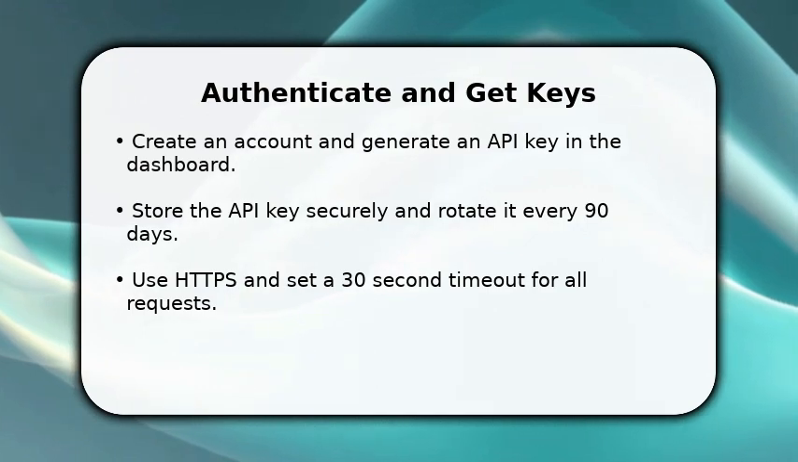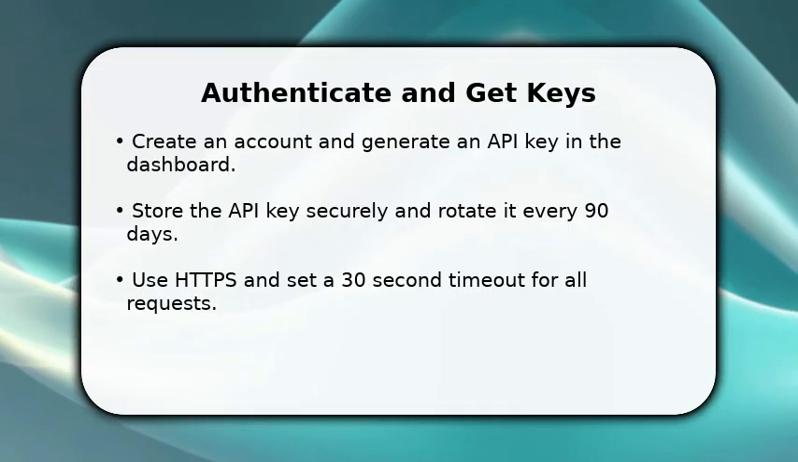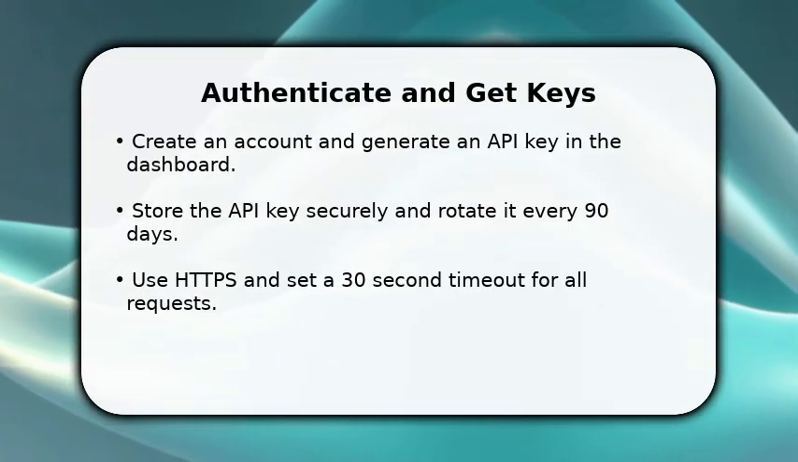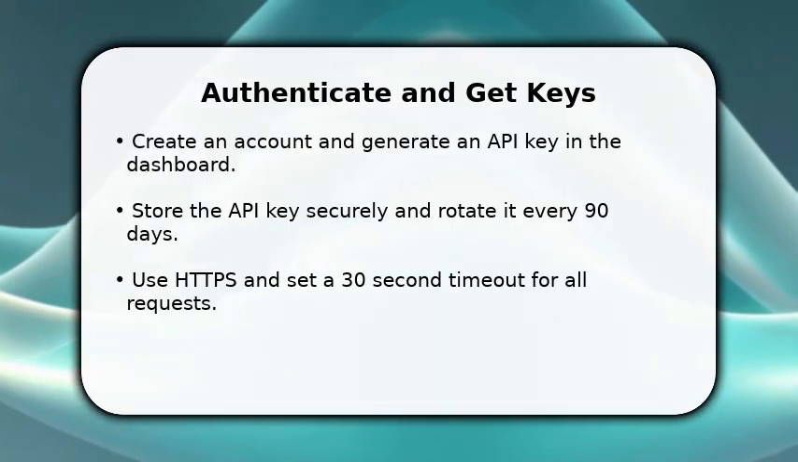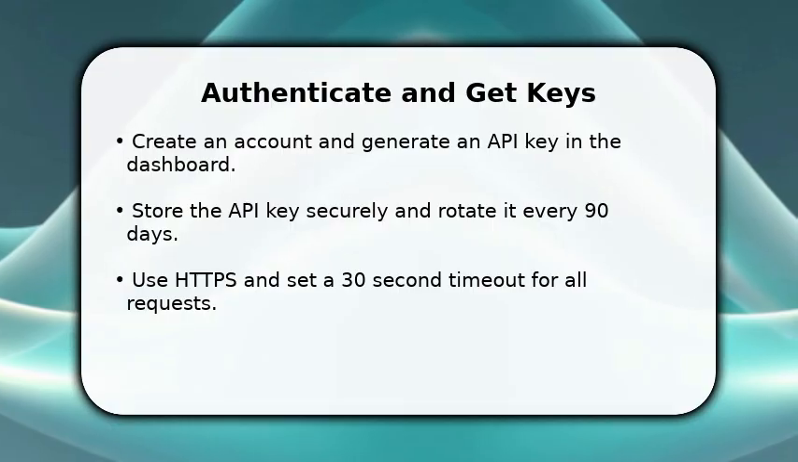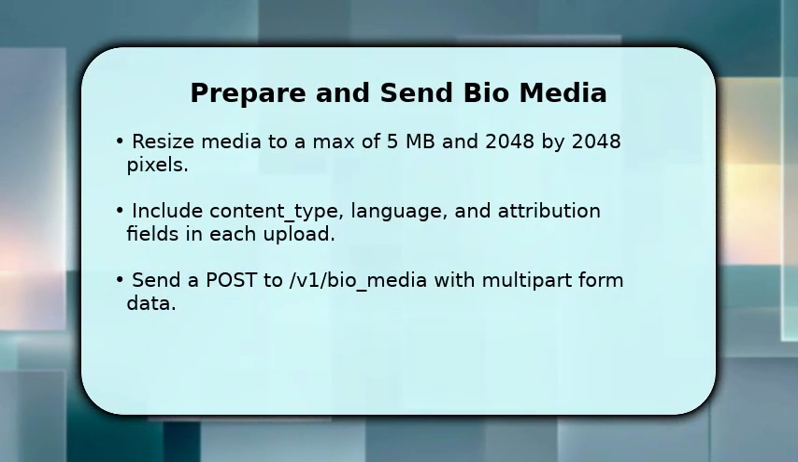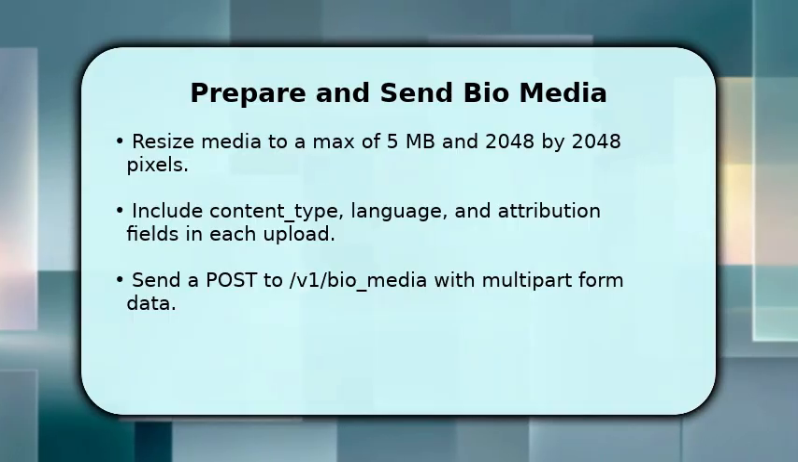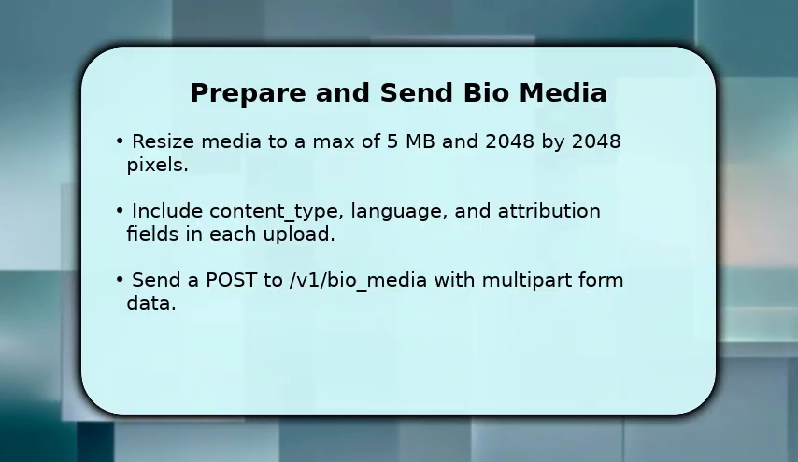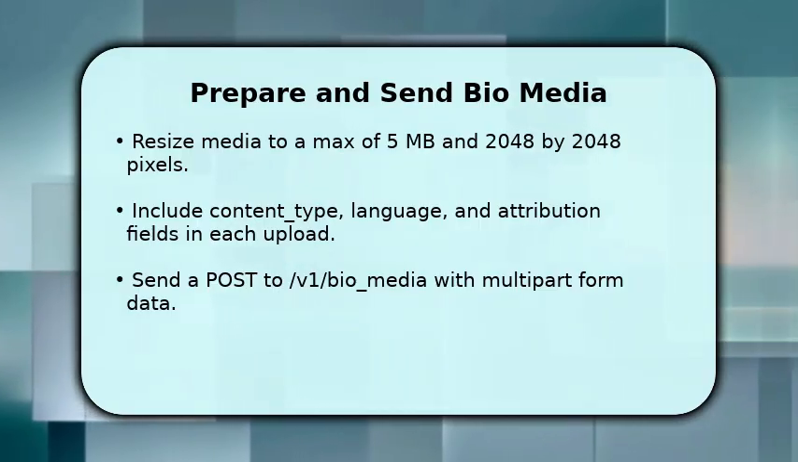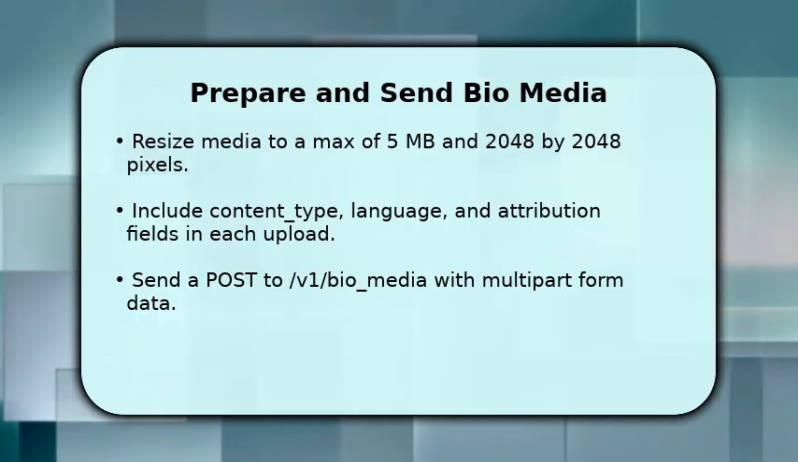Resize media to a max of 5 MB and 2048 by 2048 pixels before upload. Convert video to MP4 H.264 and audio to WAV at 16-bit when applicable. Include content type, language, and attribution fields in each upload for accurate indexing. Compress images to JPEG at 80% quality to save bandwidth.